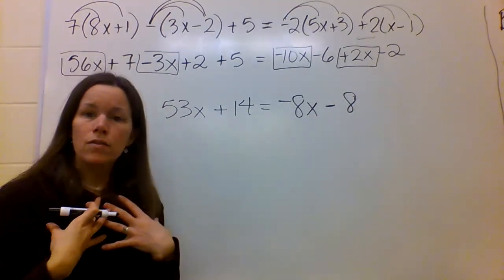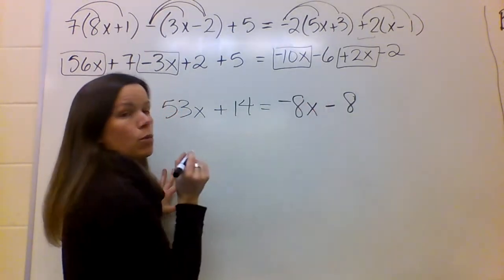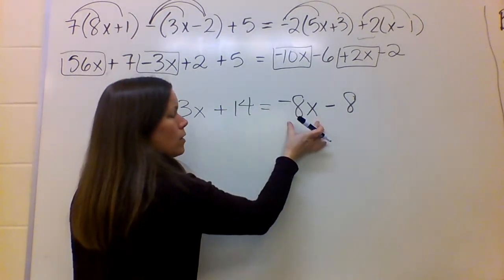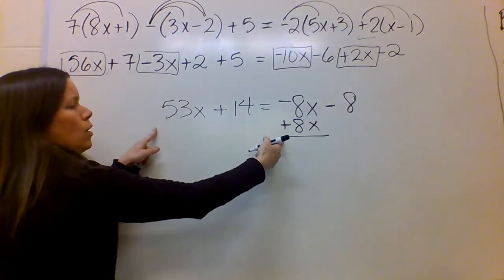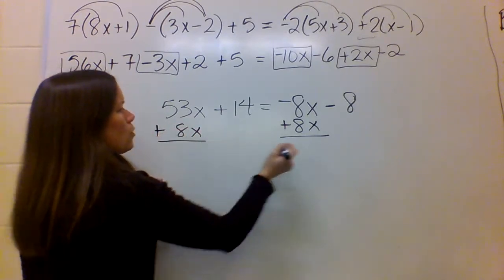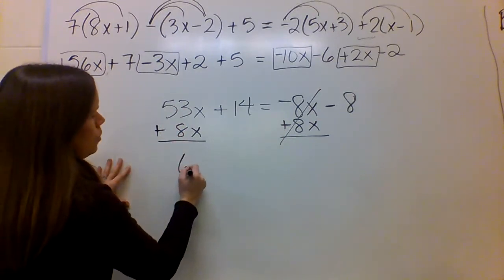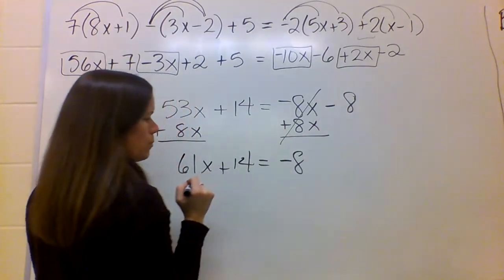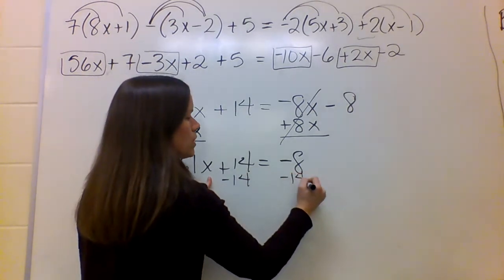I like to get my x's to the left. I want to move them over here. I need to make them go away, or take them away, or make them into 0x. So if I have negative 8x on the right, I'm going to do plus 8x. That makes it go to 0. What I do to one side of an equation, I do to the other, plus 8x, right? So this cancels to 0. 53 plus 8 is 61x plus 14 equals negative 8. That's what's left. I need to get my numbers to the right, so minus 14, minus 14.